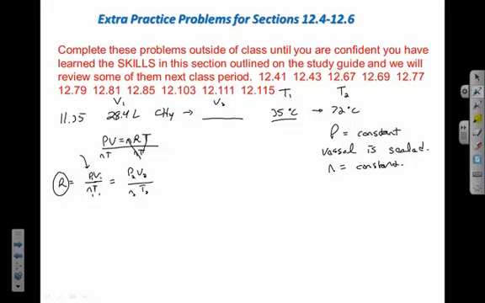In this case, though, it's not just R that's a constant. The problem is telling me that P and the moles are constant. It's not outright telling me the moles are constant, but I have to assume that. In the exam, I would try to write that outright, and if there's any question about that, just ask me during the test to make sure. If you're assuming something's constant, you can ask me. I can let you know if that's the correct assumption.